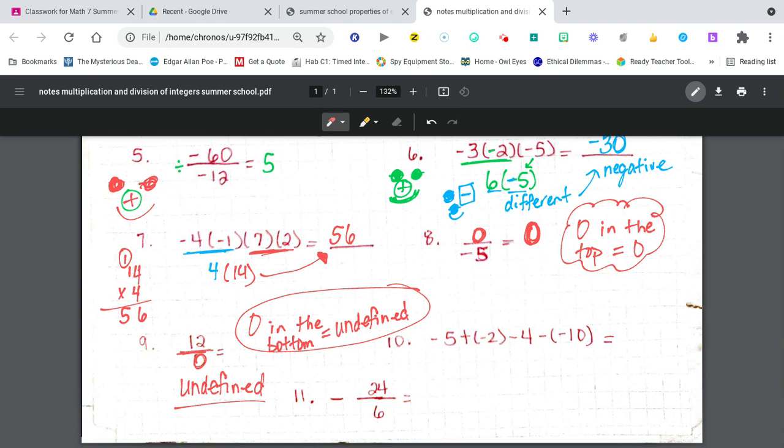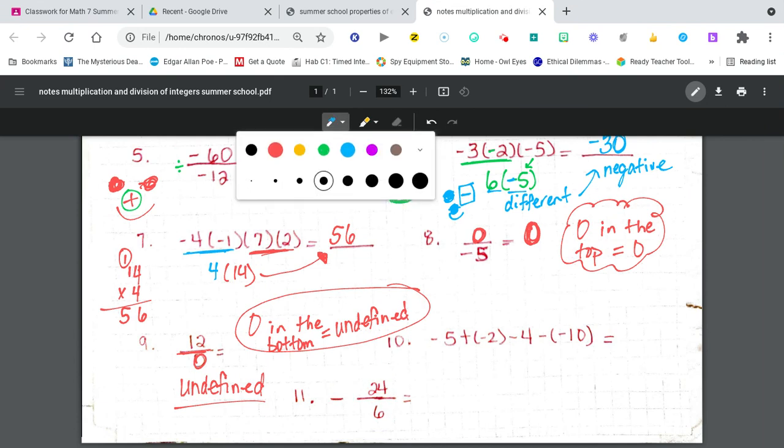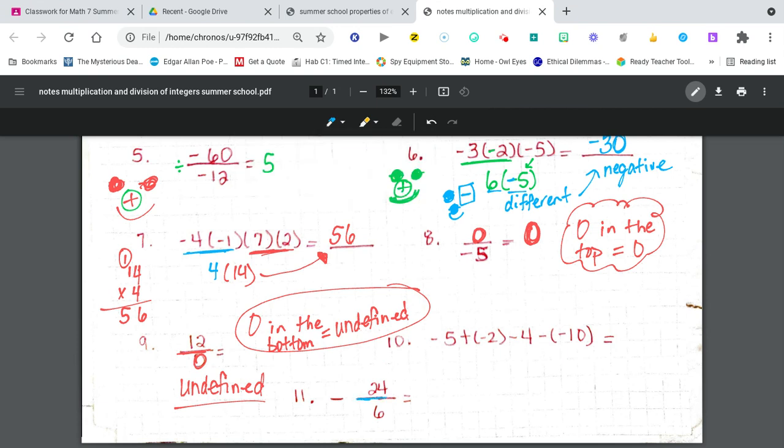All right, 11 is a little different. You see this? It's not really with the 24 or with the 6. So when you have a negative that's kind of hanging out next to that division bar, here's my division bar, and that negative is just kind of on the side of it, then you have to make a decision. You either put the negative with the top or you put the negative with the bottom. But do not put it with both.